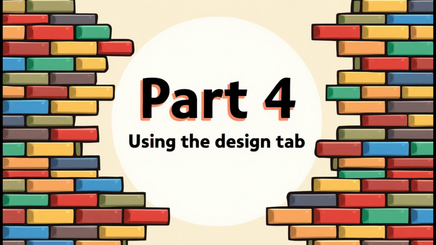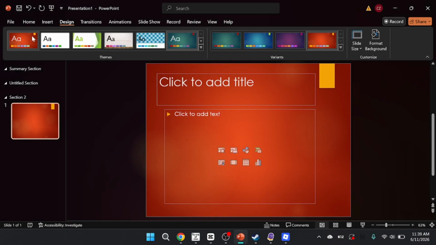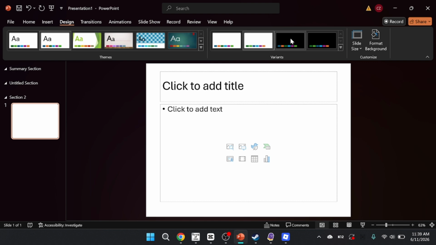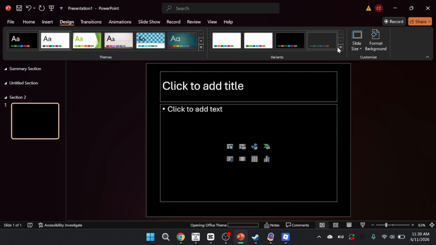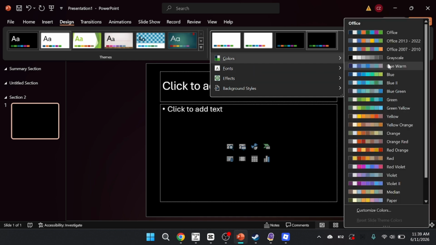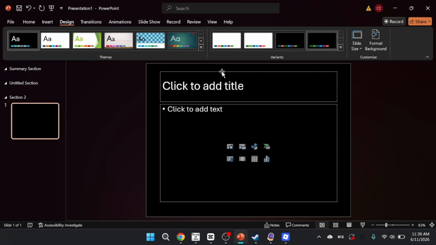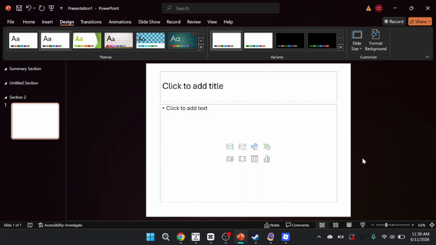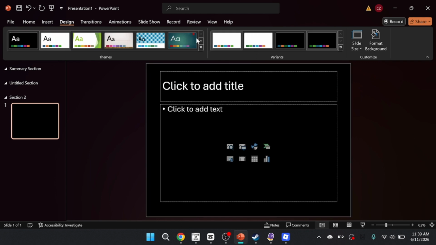Part 4, using the design tab. As you can see, there are many different design types for your slide. You can use the first menu that you see on the left to pick which type, and the menu next to it to pick color schemes. You can also pick from fonts for your design and other parts of your design.